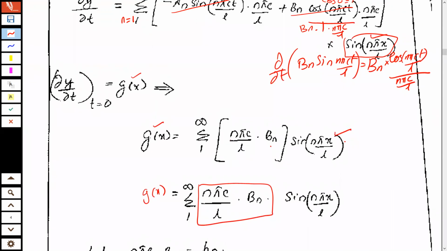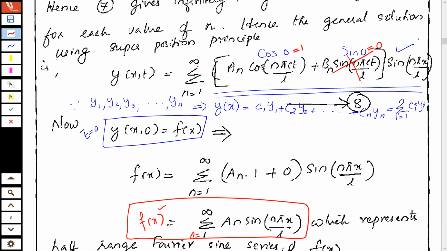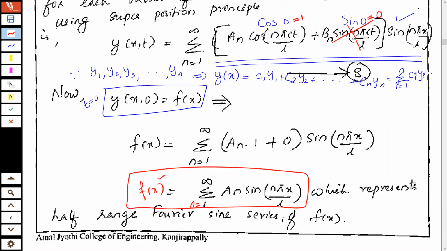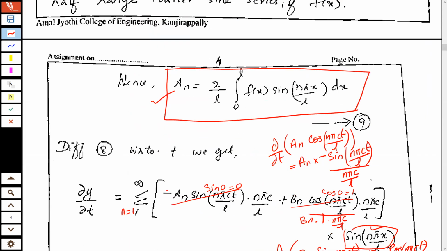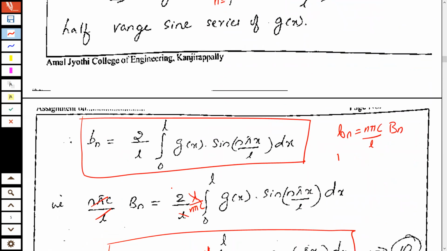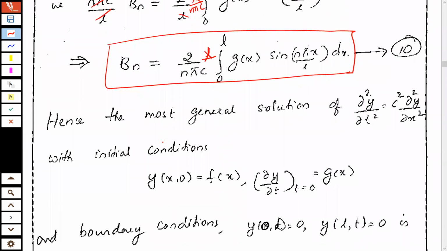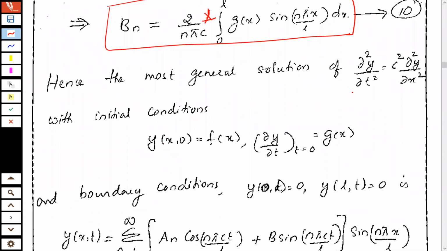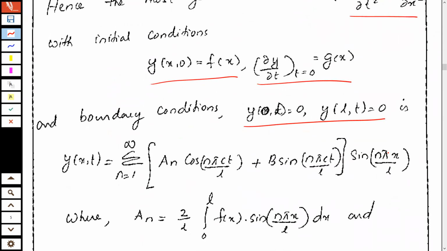Therefore, the final solution of the wave equation is given by equation 8, that is y of x, t is equal to sigma n equal to 1 to infinity an cos n pi ct by L plus bn sin n pi ct by L into sin n pi x by L, where an is evaluated by the formula 2 by L into integral 0 to L f of x sin n pi x by L dx, and bn is evaluated by the formula bn is equal to 2 by n pi c into integral 0 to L g of x into sin n pi x by L dx.